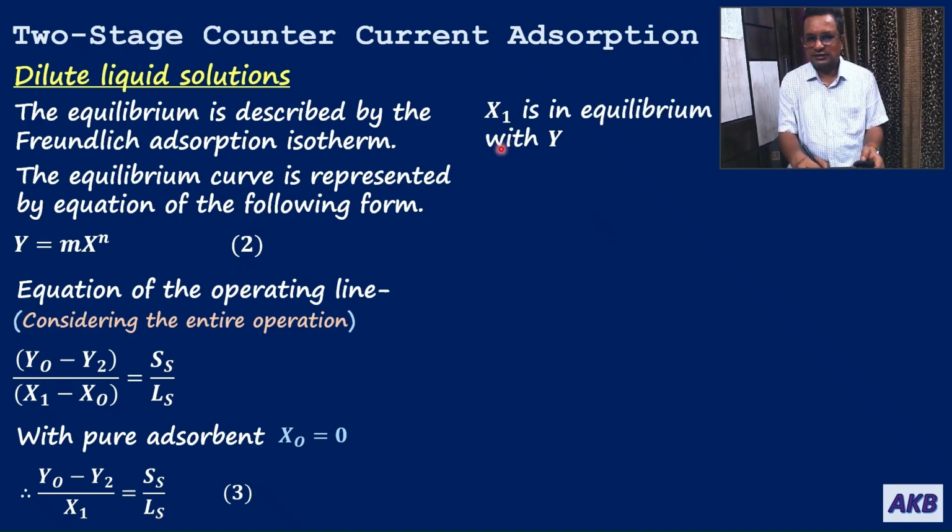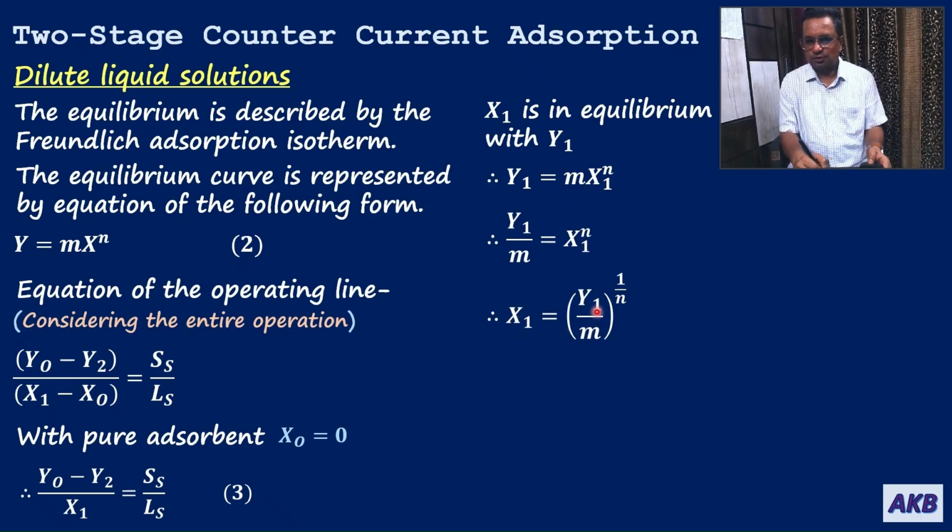And since X1 is in equilibrium with Y1, they will be related by the equilibrium equation. So you can write this equation: capital Y1 is equal to M into X1 raised to N. That is, Y1 upon M is equal to X1 raised to N. That is, X1 is equal to (Y1 upon M) raised to 1 upon N. And now you can use it in equation number 3.